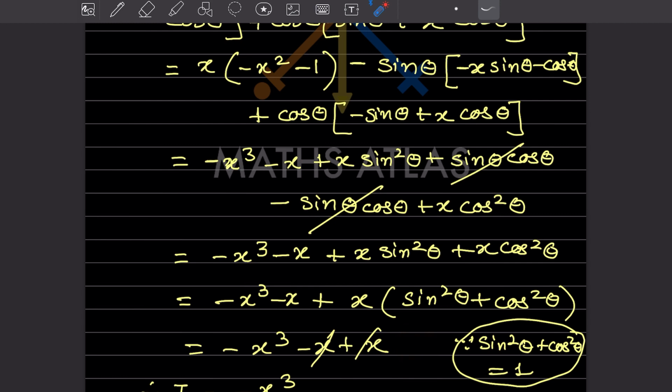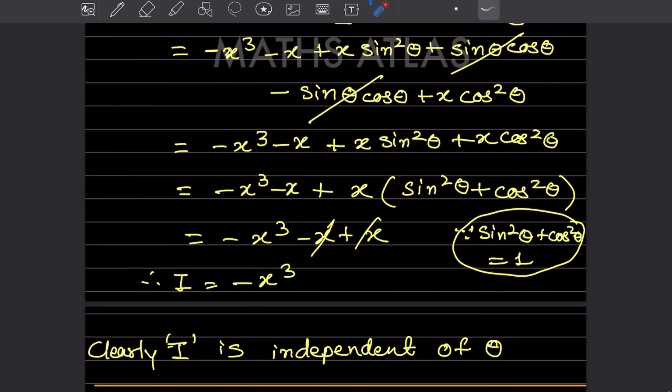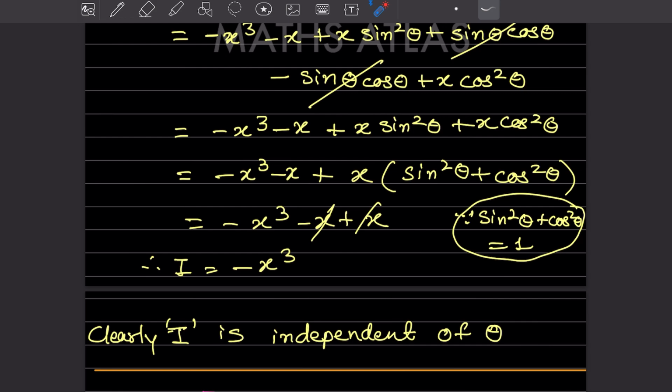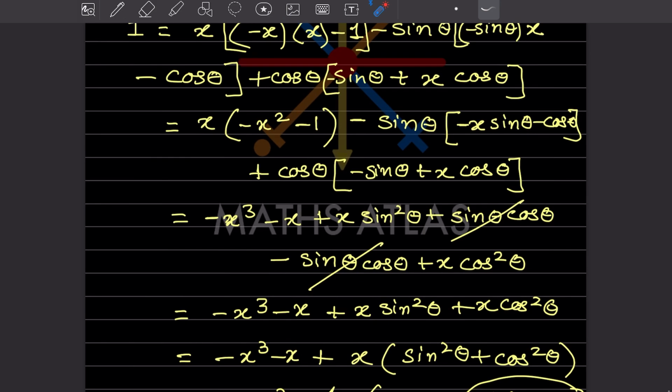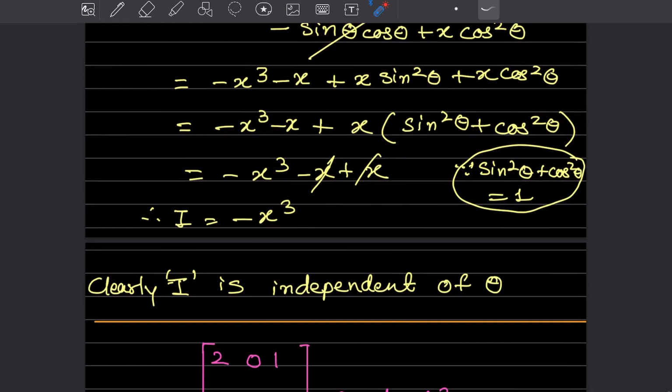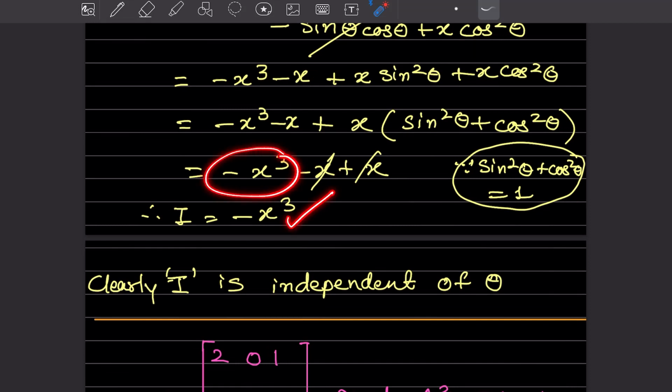Now minus x plus x is going to get cancelled over here. So what remains here is just, this is I, minus x cube. So we can say clearly I is independent of theta.